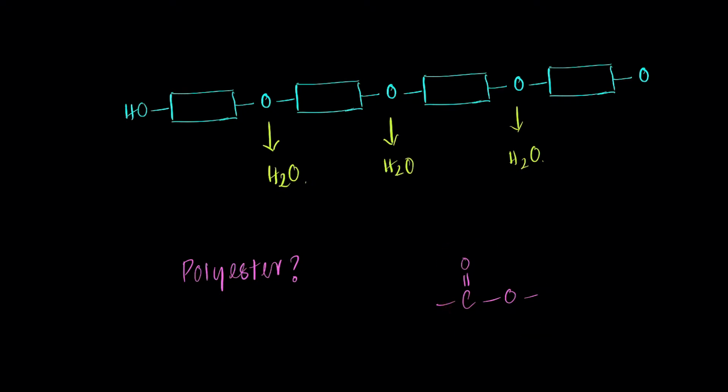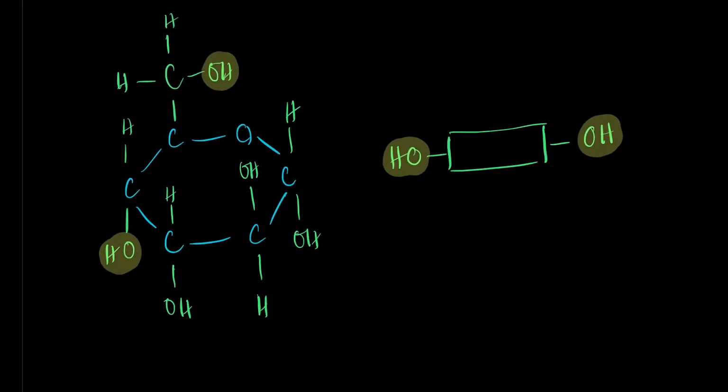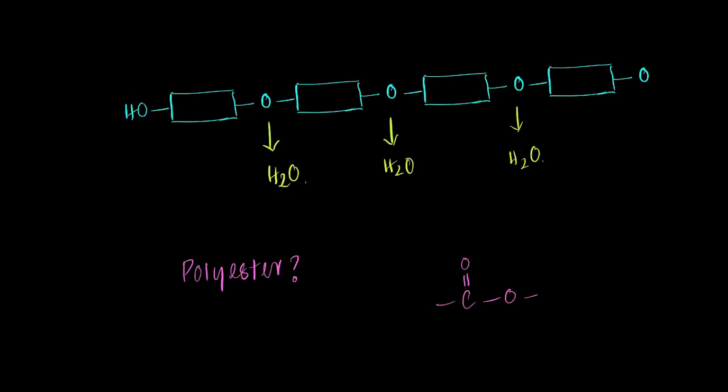So over here, it's not an ester, because there's no ester linkage. It's only oxygens right next to each other. And if we go back to this molecule, you can also see there's no acid over here. Now, of course, there are other ways of polymers forming.